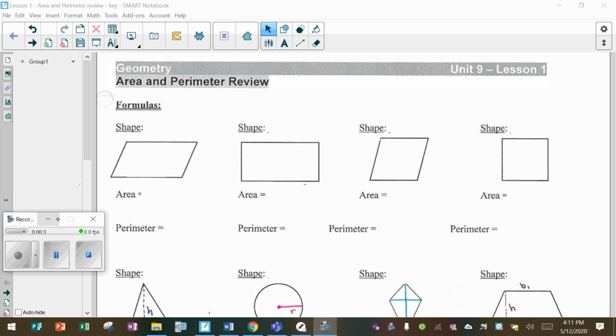Feel free to pause this anytime you want. I'm going to go through this stuff pretty fast because I think you know most of it. So pause it as you need if you need to write something, and then just start back up when you're ready to go. And here we go.